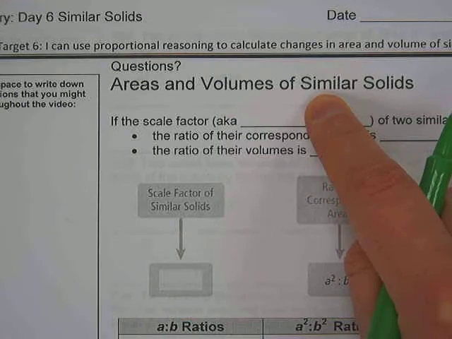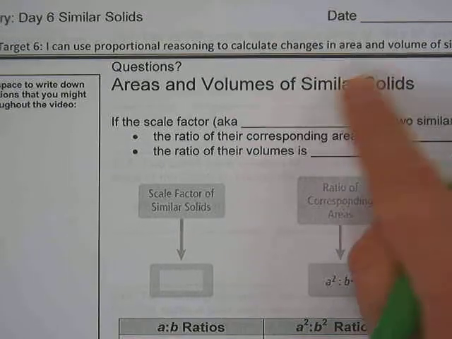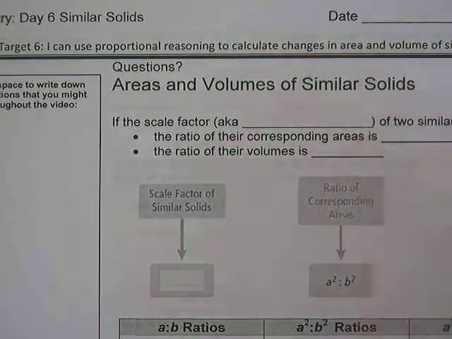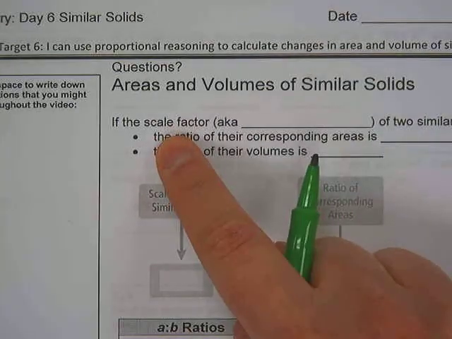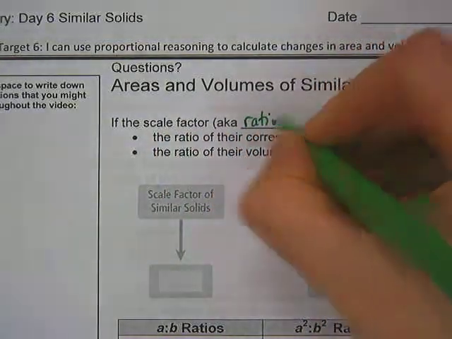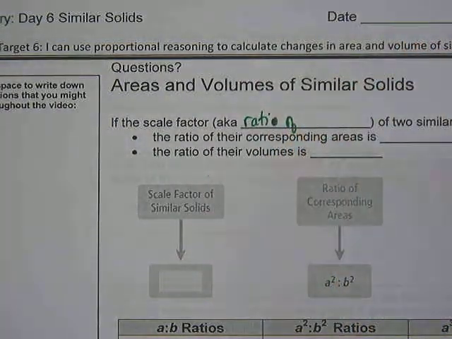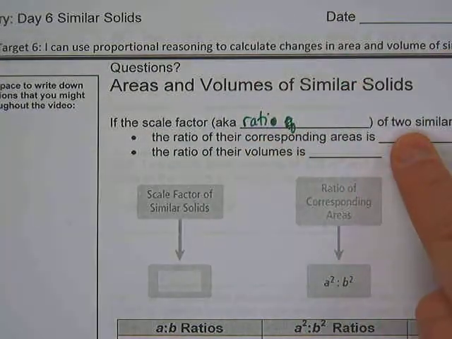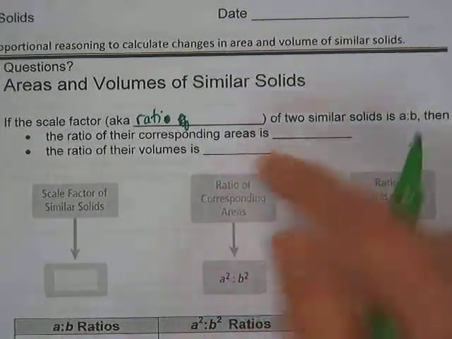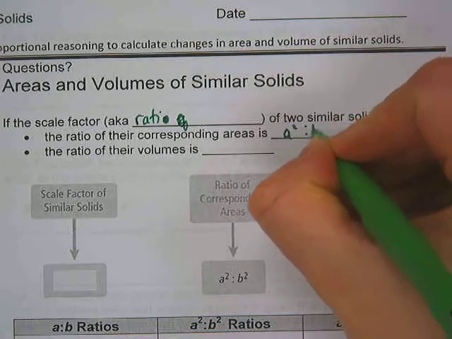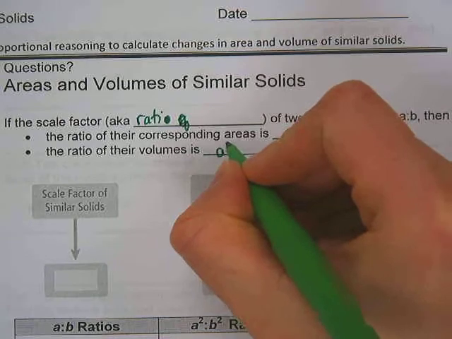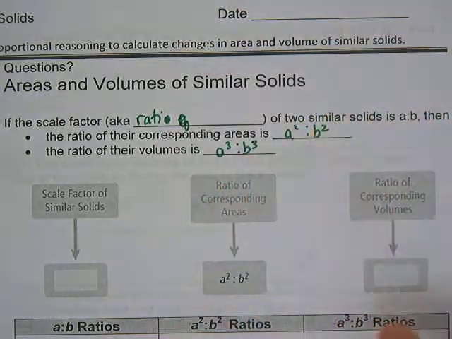Similar solids. So remembering what similarity is all about, we're talking about two solids that have the same shape but not necessarily the same size. So if we have the scale factor, and I'm going to say that this is also known as the ratio of two similar solids is A to B, then the ratio of their corresponding areas is going to be A squared to B squared. The ratio of their volumes is going to be A cubed to B cubed.